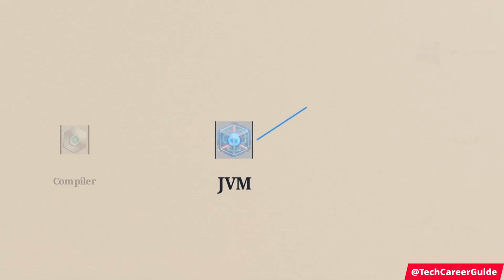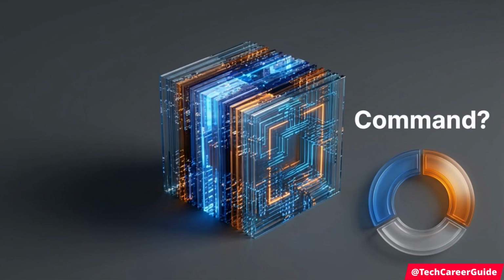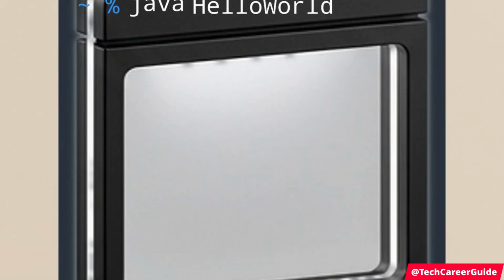The JVM acts as a localized translator, converting that universal bytecode into the specific machine code required by your current operating system. Now that we have our class file, think about the terminal. What command do we use to tell the JVM to execute it? Use the command java followed by the file name. Hit enter, and the JVM executes the code, showing the output.